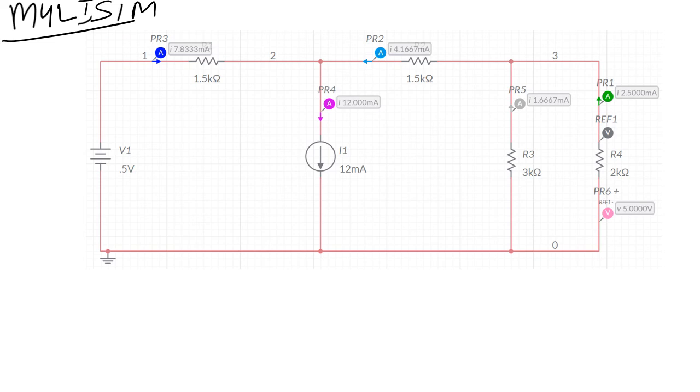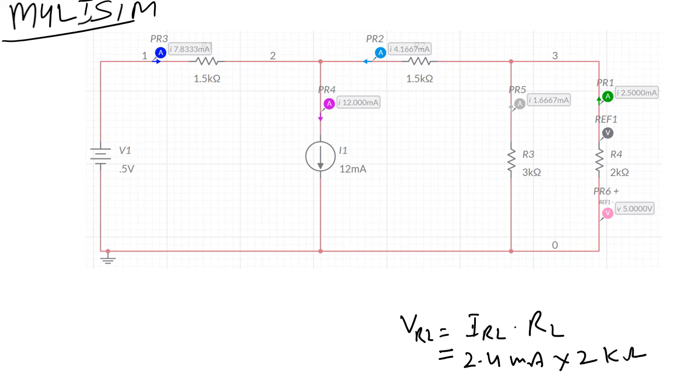This circuit diagram is from Multisim. In the last page, I took the voltage across RL as IRL multiplied by RL, but by mistake I took 5.83, the IN, in place of IRL. So that is wrong. The current passing through the load is IRL, 2.4 milliamp, and RL is 2 kilo ohm, so it will come 4.8 volt.